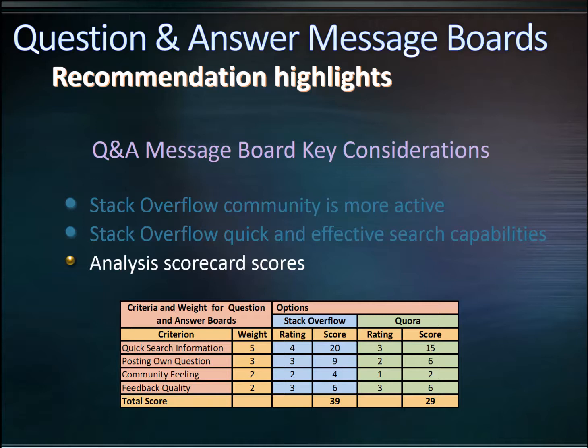And finally, the scorecard scores helped us determine that Stack Overflow would be our choice, as shown in the table below. And as you can see, Stack Overflow beat out Quora handily.